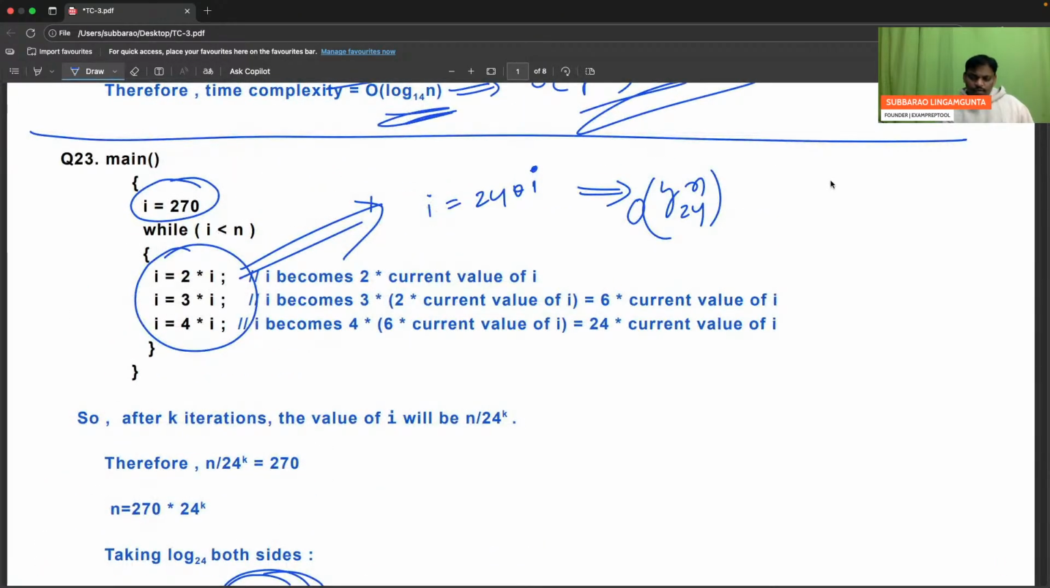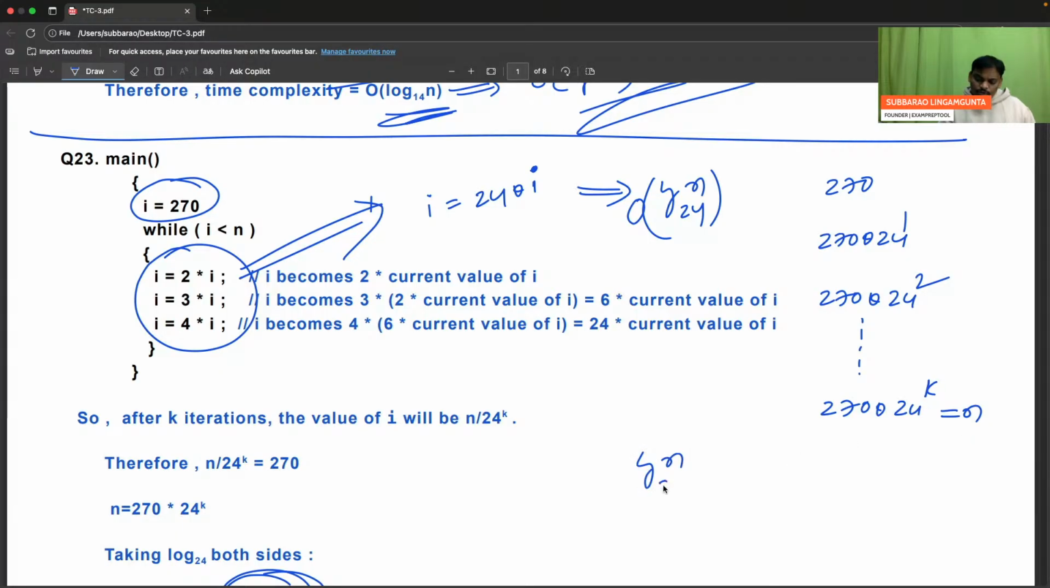First is 270. Next is 270 into 24 power 1. Next is 270 into 24 power 2. If I continue k times, it becomes 270 into 24 power k. Increasing, it became n. Right? It became n. Now you want the k value. Apply log, same story. Log n base 24 is equal to, right?